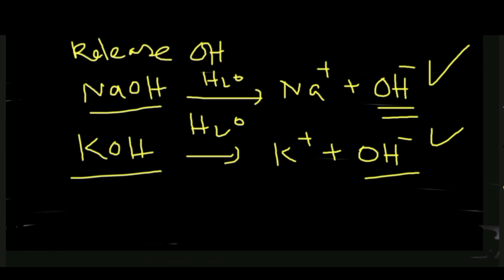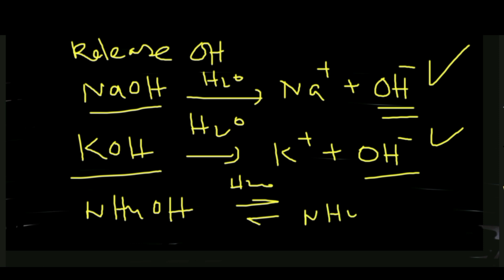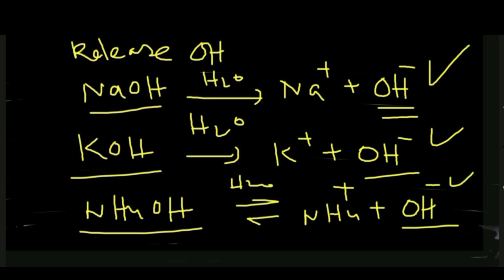Similarly, ammonium hydroxide, NH4OH, when we put it in water, will also produce OH ions, due to which we can say that ammonium hydroxide is a base because it produces OH ions in aqueous solution. So these are the bases because they produce OH ions in aqueous solution.